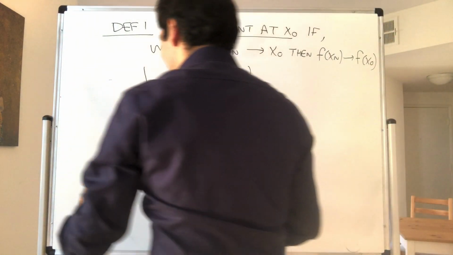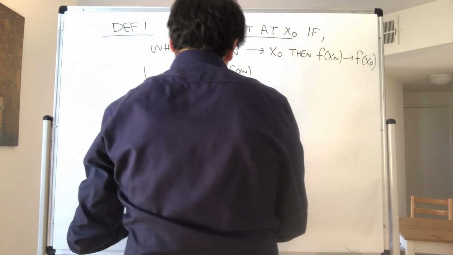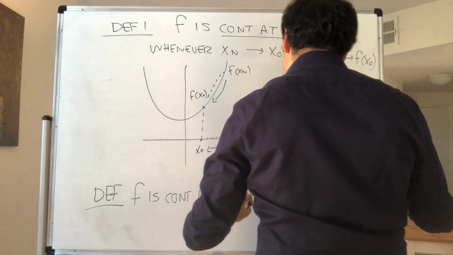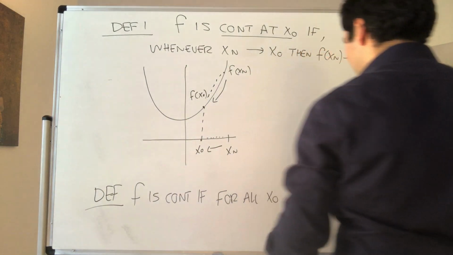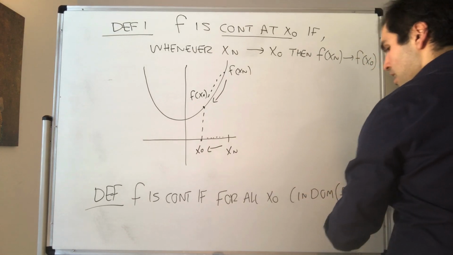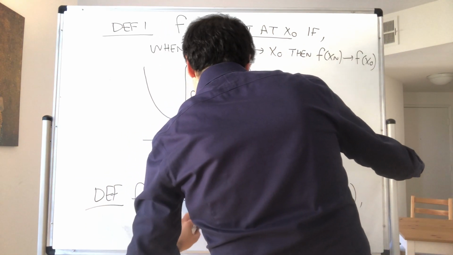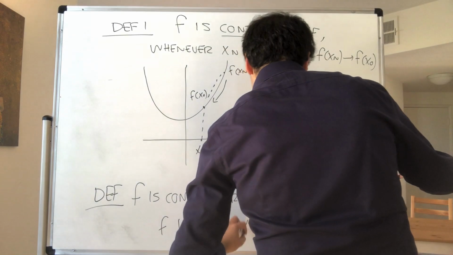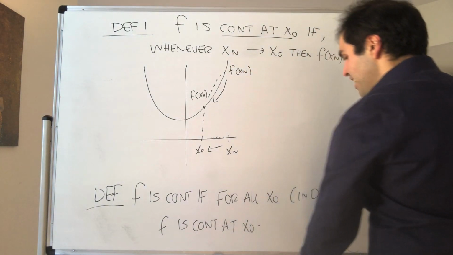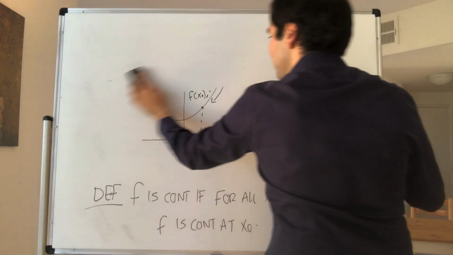And using this definition, let's show that f is continuous. And by the way, how do you define continuity in general? f is continuous if for all x naught in the domain of f, f is continuous at x naught. In other words, if it's continuous at every point in the domain. Alright, and now with this definition, let's show that f is continuous.